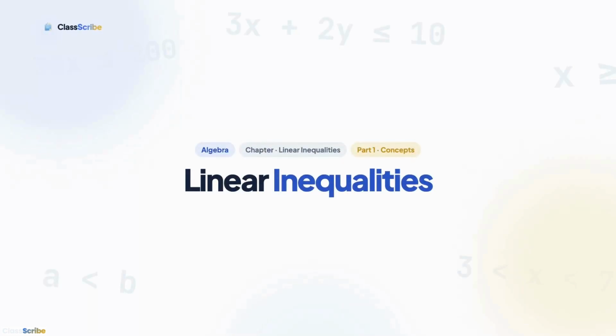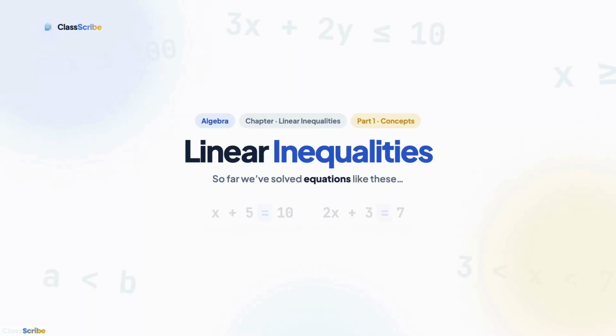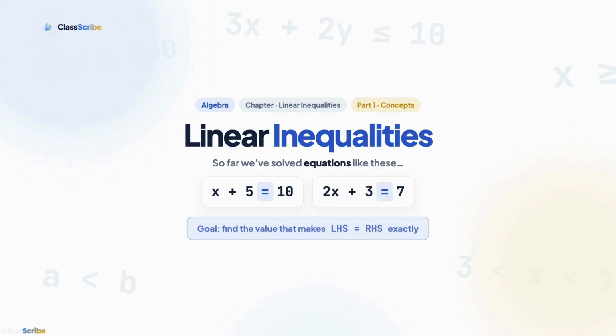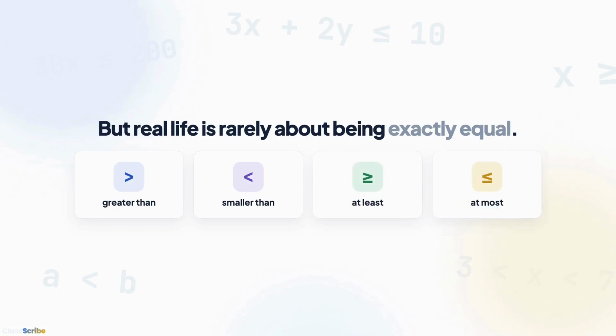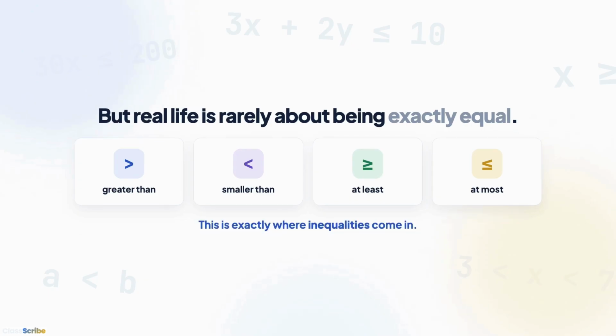Welcome to the next chapter, linear inequalities. In our previous classes, we've solved many equations like x plus 5 equals 10 or 2x minus 3 equals 7. In every equation, we were trying to find a value that makes the left-hand side exactly equal to the right-hand side. But in real life, many situations are not about equality. They are about being greater than, smaller than, at least, or at most. And this is exactly where inequalities come into the picture.